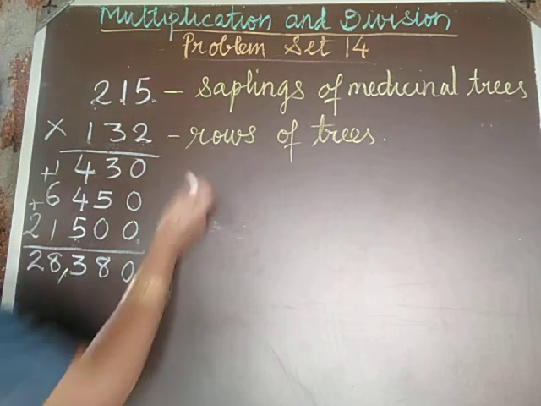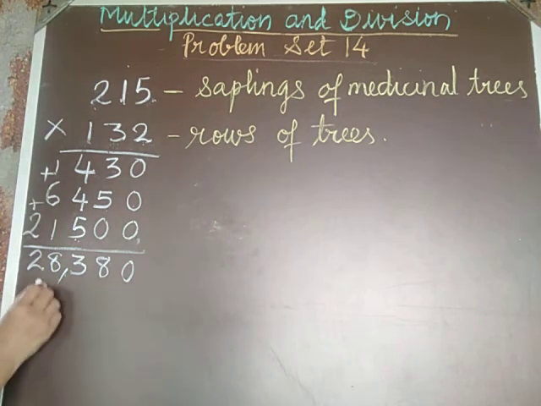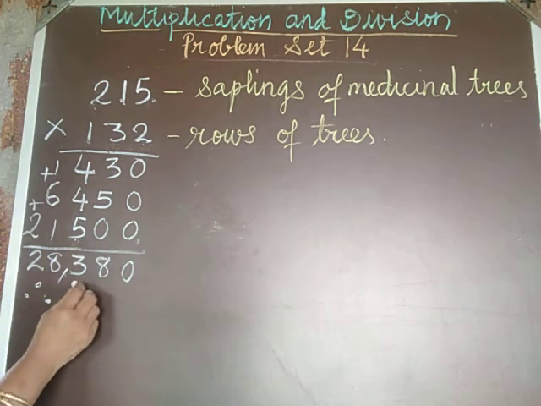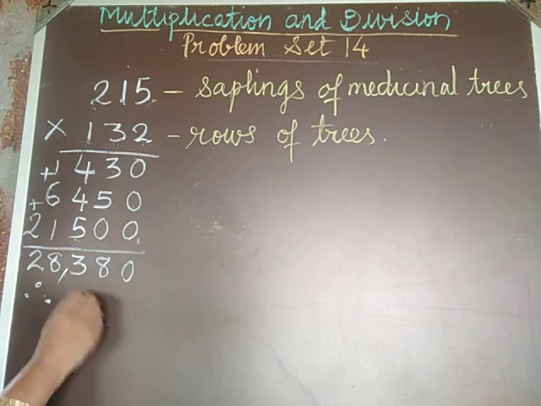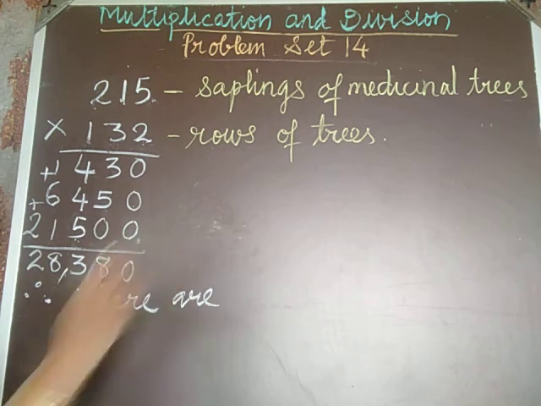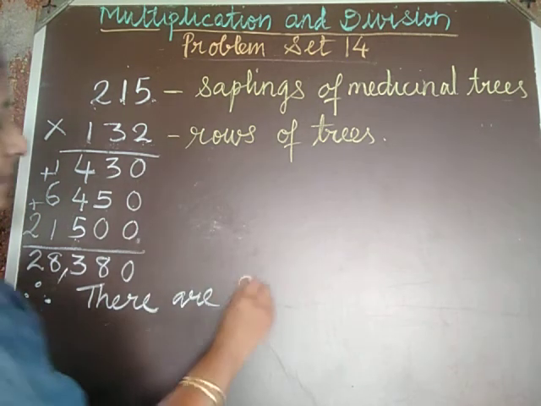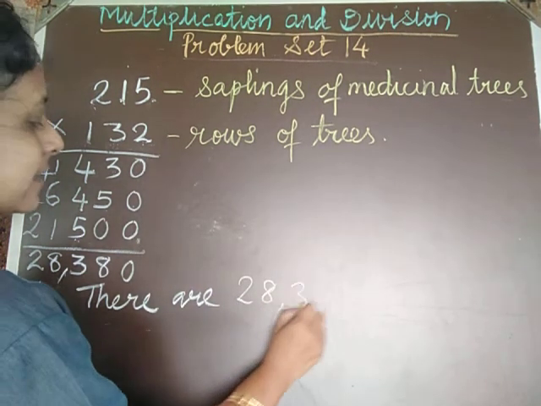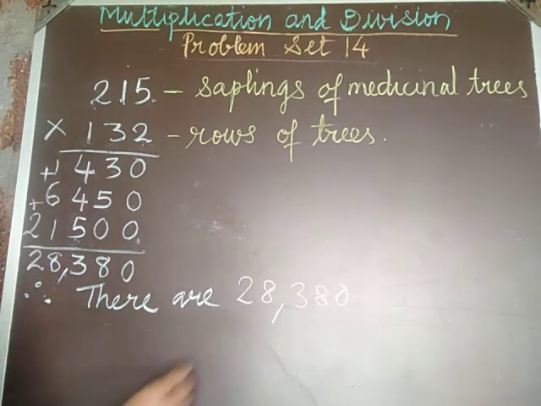Okay, so there you can see down. So I will write here now. Therefore, according to the question, there are 28,380 saplings altogether.